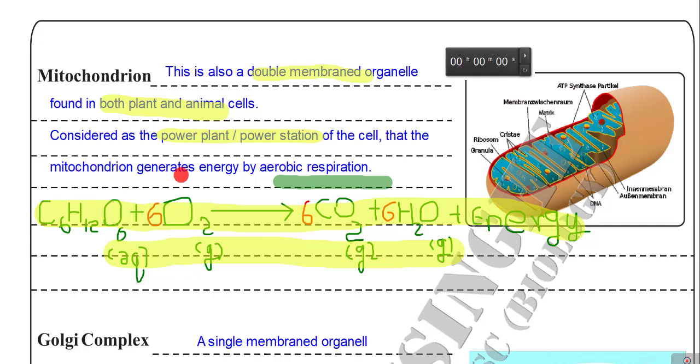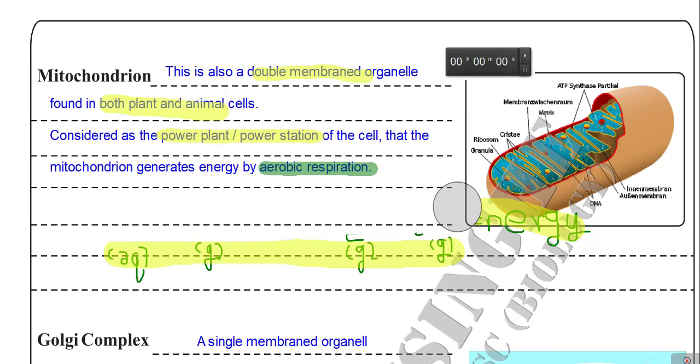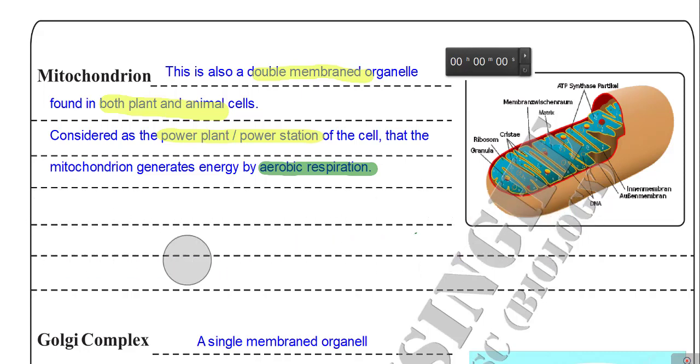The mitochondrion generates energy by aerobic respiration. Aerobic respiration means, children, burning the glucose. And this is a very important new term, aerobic respiration. Burning glucose in the presence of oxygen, we generate energy. That is known as aerobic respiration. I will draw again and explain.